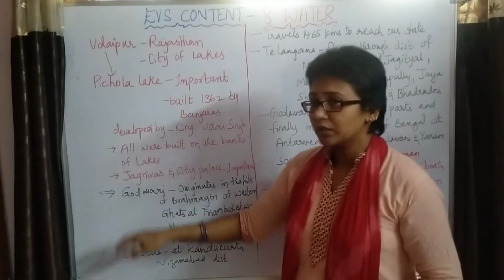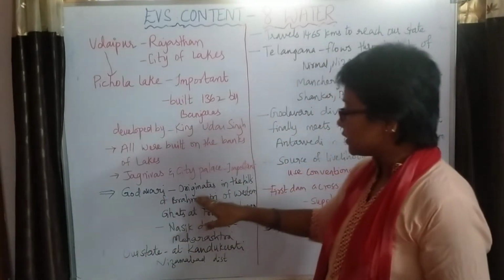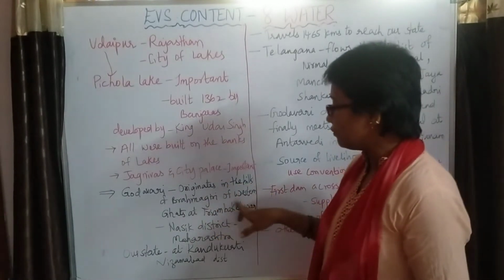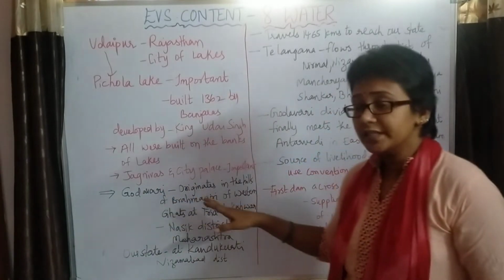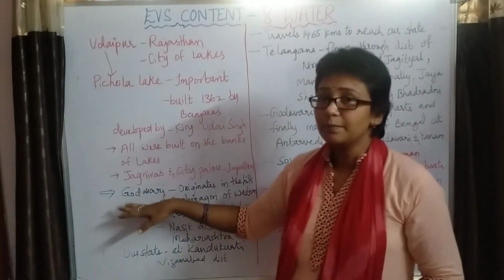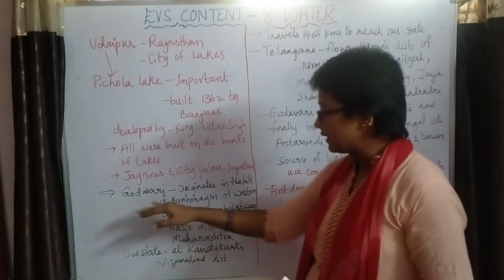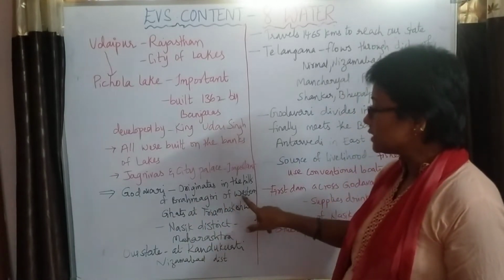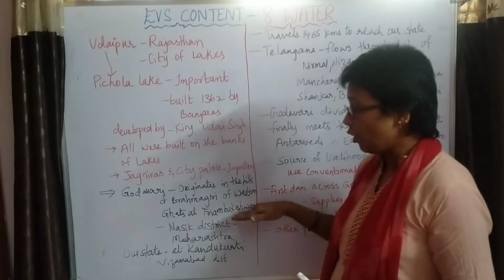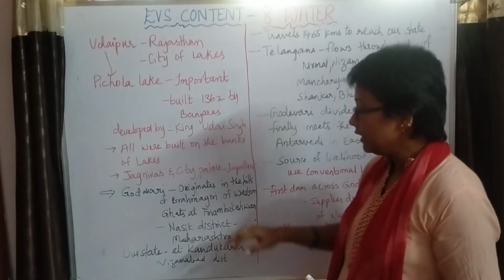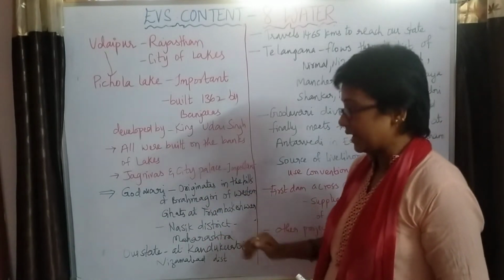Next comes the Godavari River. Godavari River originates from the Brahmagiri hills of the Western Ghats at Triambakeshwar. This is the origin of the river Godavari, which is located in Nasik district, Maharashtra.